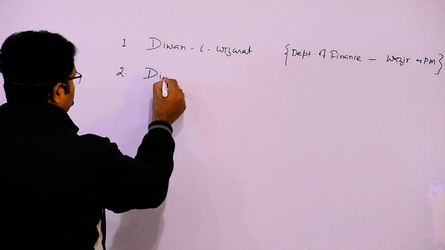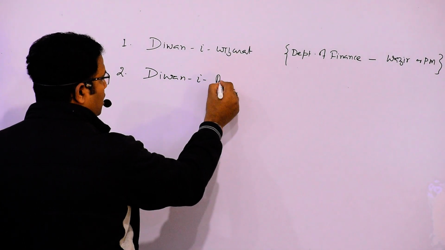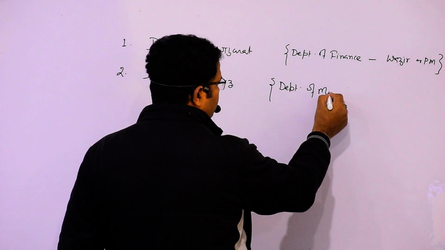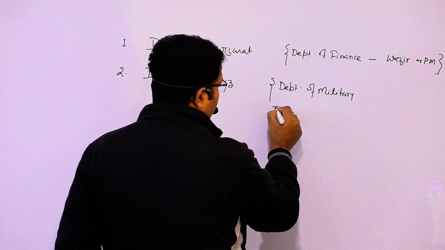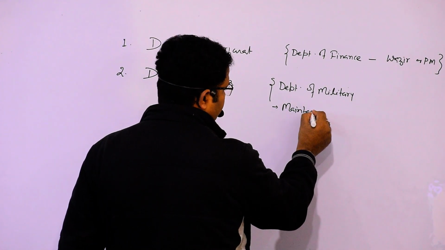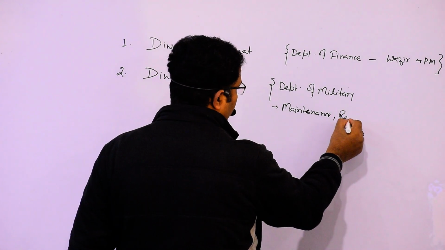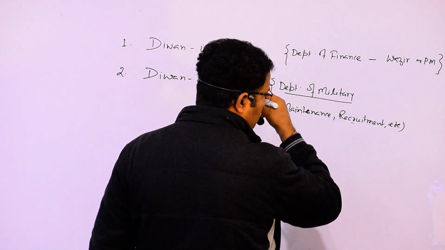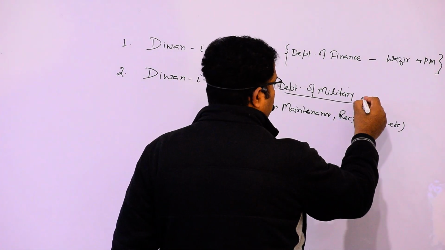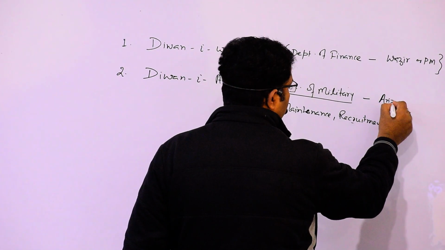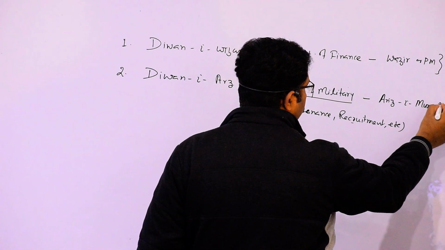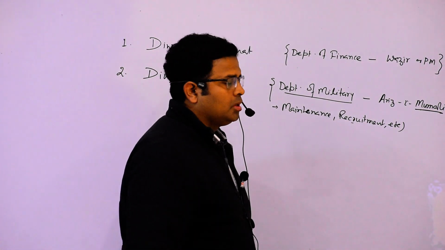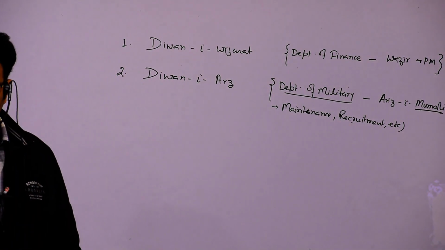Then we have seen Diwani Urj, the Department of Military, its maintenance, recruitment, etc. It will be seen by whom? Here it has been said, Ariz Mumalik. Mumalik means department. Ariz Mumalik was the head of this.